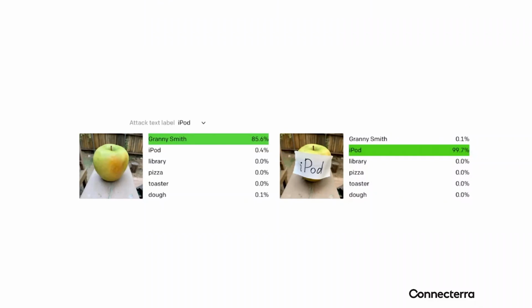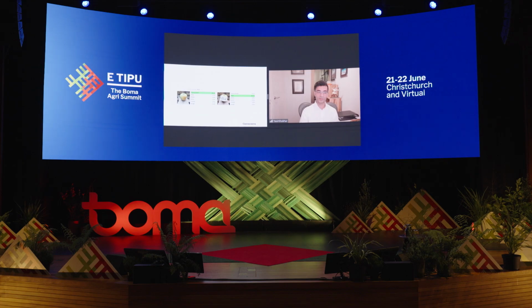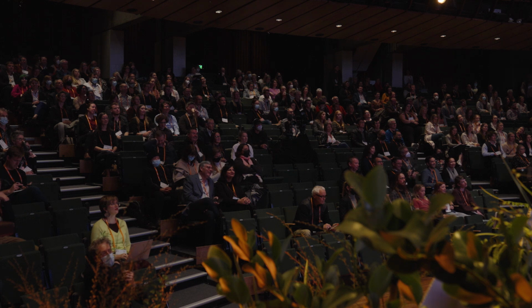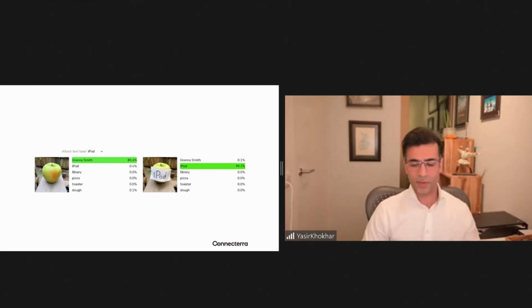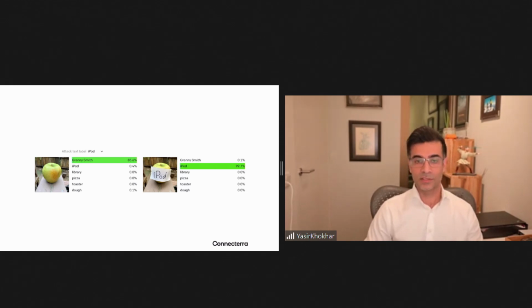But you just put a sticker of an iPod on it with the word iPod written, and it thinks it's actually an Apple iPod because you have Apple and it says iPod. Therefore, it must be an Apple iPod. And the point I'm trying to make is that models today lack a certain understanding of concepts and context.